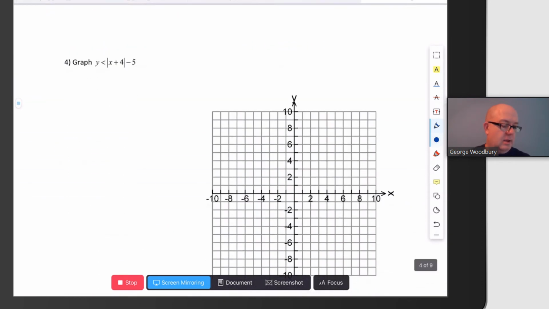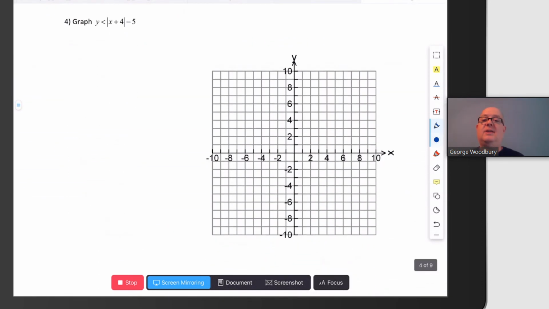One more. y is less than the absolute value of (x plus 4), all minus 5. Now, y is isolated here, and because it says y is less than, I know that I'm going to be shading below. It's probably not a bad idea to continue to use the test point, though, so that when you run into the case where that's not the way to do it, the test point will tell you which side to shade.